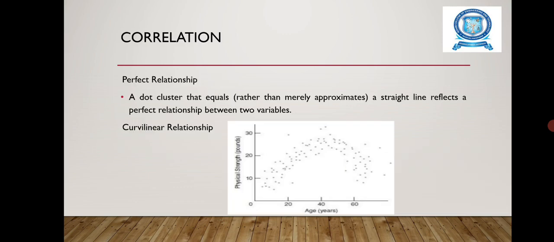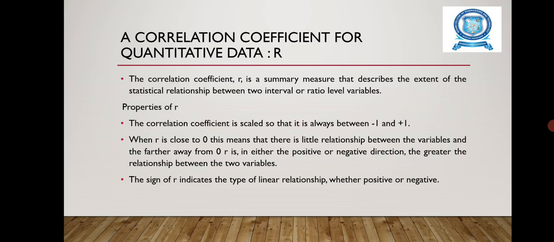Perfect relationship: a dot cluster that equals a straight line reflects a perfect relationship between the two variables, age and physical strength. So that comes as a perfect relationship. Curvilinear relationship. The correlation coefficient R is a summary measure that describes the extent of the statistical relationship between two interval or ratio level variables.